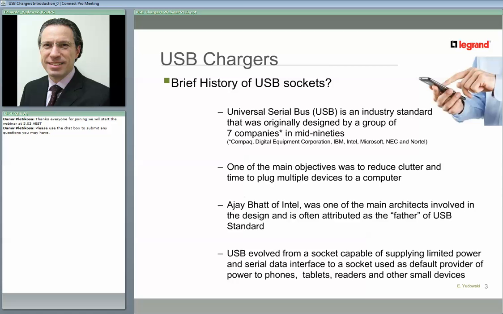Ajay Bhatt of Intel was one of the main architects involved in the design of the USB standard, and is often attributed as the rock star. Probably you've seen a television ad of Intel some time ago where they call him the rock star, but he was basically one of the fathers of the USB standard. USB evolved from a socket capable of supplying limited power and a serial data interface to a socket used as the default provider of power to phones, tablets, readers and many other mobile devices.